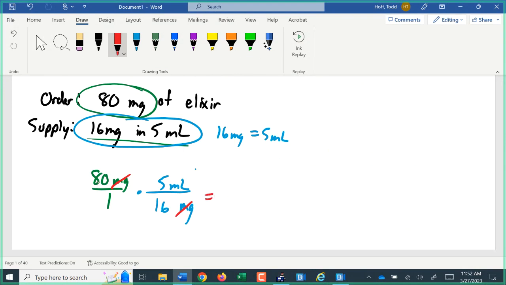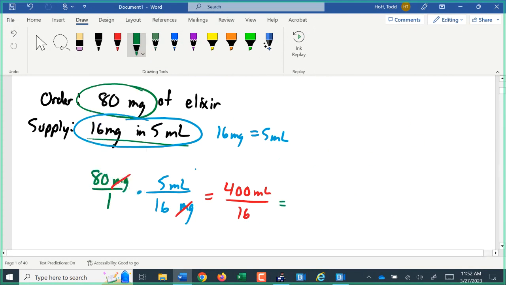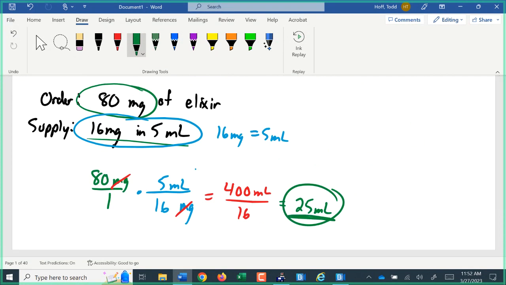So on top now we have 80 times 5 milliliters, which is 400 milliliters. On bottom we have 1 times 16, and then we divide. So we'll do 400 milliliters divided by 16 is 25 milliliters. So we would administer 25 milliliters to the patient.